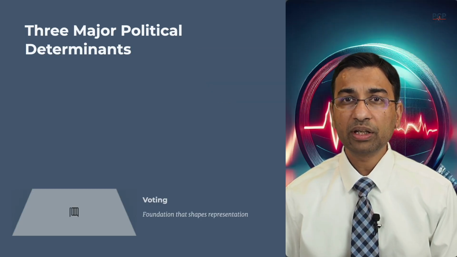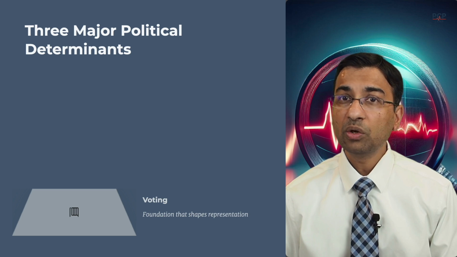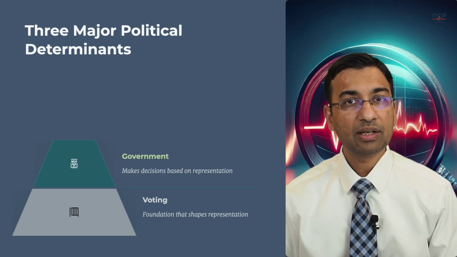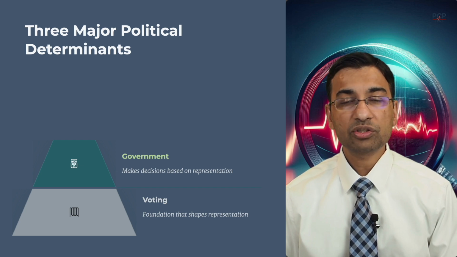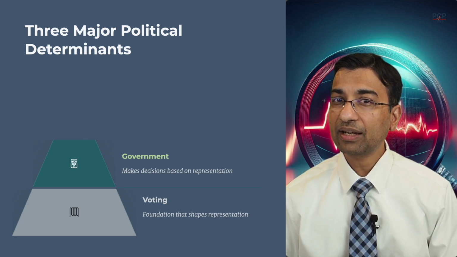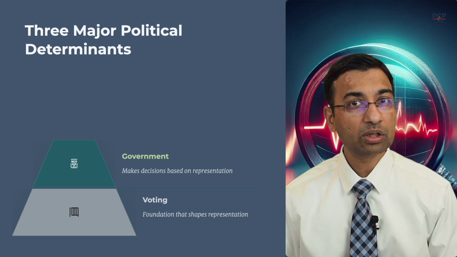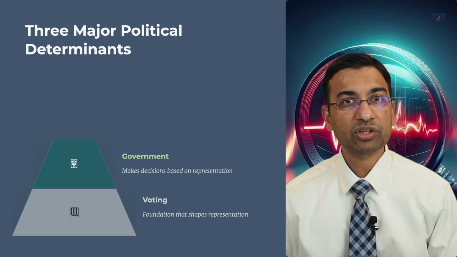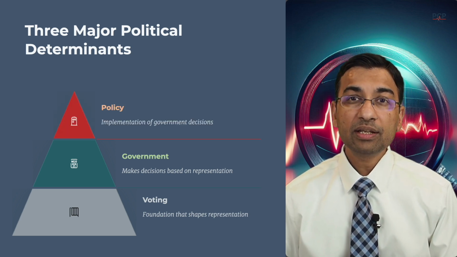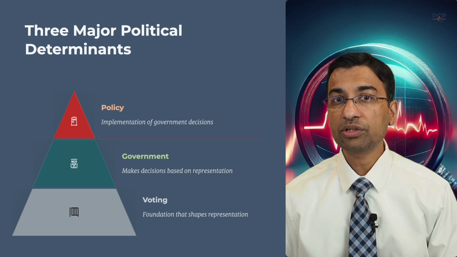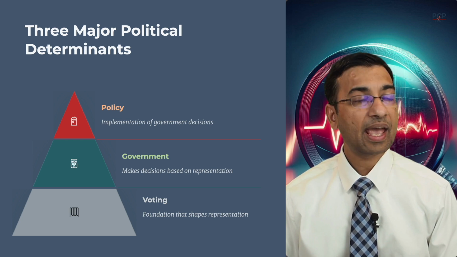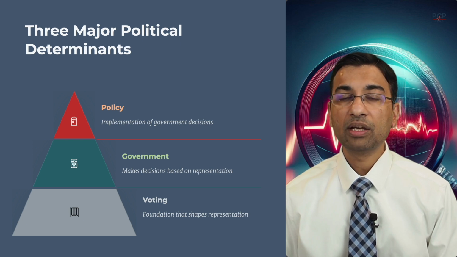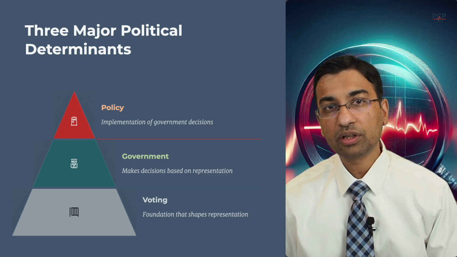There are three major political determinants of health: voting, which shapes who we elect and how responsive they are to the people that they represent. Next is government, which may be national, state, or local, and is responsible for enacting, enforcing, or ignoring laws. It is the operational body which translates votes into action. And finally is policy. It is the output of political processes such as laws, regulations, executive orders, and funding decisions. It is how the government's will is implemented in society and through which the health of the population is shaped.